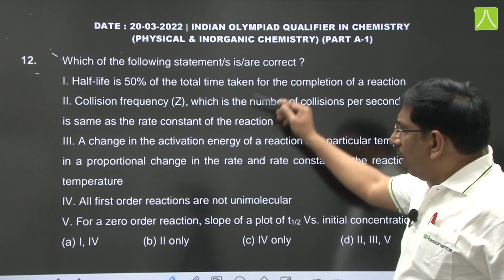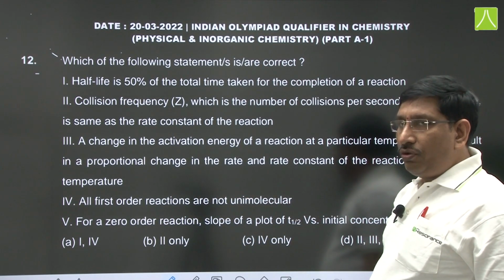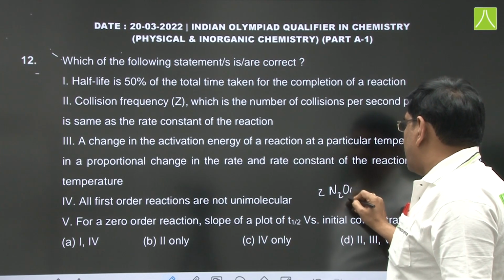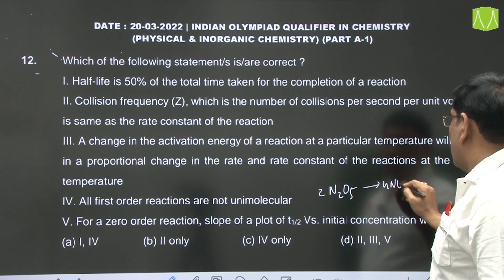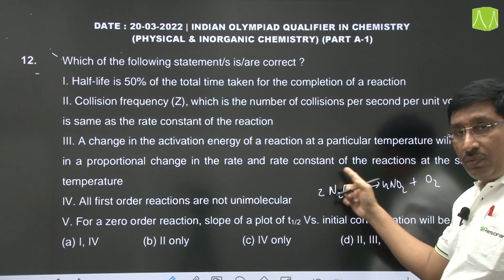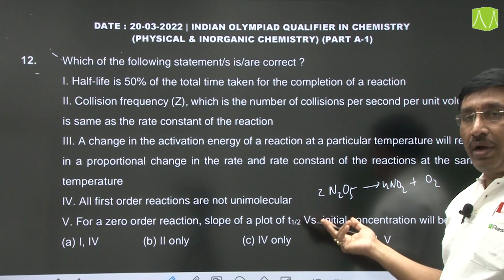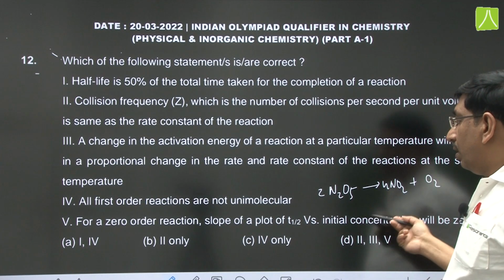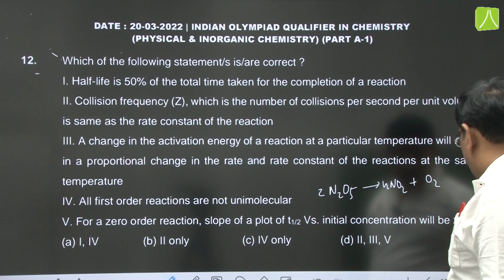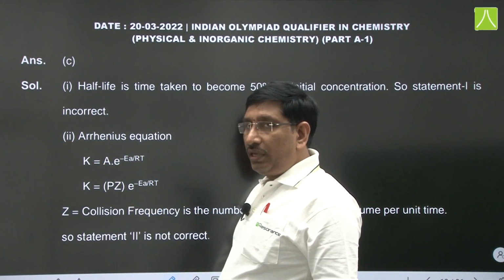In all these statements, the correct statement is all first order reactions are not unimolecular reactions. For example, if you take 2N2O5 gives 4NO2 plus O2, it is a first order reaction, but it is not unimolecular. And if you take pseudo first order reactions, the order is also 1, but they are bimolecular reactions. So, this statement is only correct, and the remaining statements are all incorrect. Why? You can see here K equals A into e power minus E A by R T.